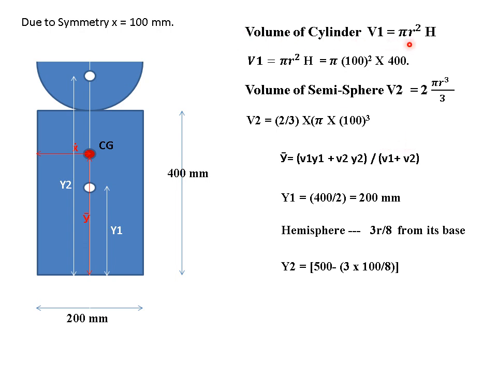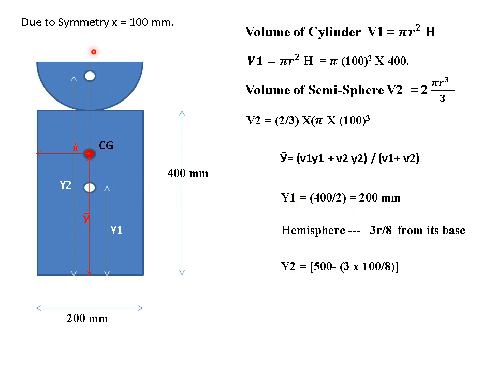Now here volume of cylinder pi r square h. I told you cylinder is circular at the base, so area of base is pi r square multiplied by height. So pi r square h, r is 100, so pi into 100 square into 400. Volume of hemisphere, 2/3 pi r cube. So again radius is 100. Put the value, you will get volume also. Y1. Now Y1 is this distance. Again total height is 400, so it will be at the center. That means 400 by 2, it is 200.